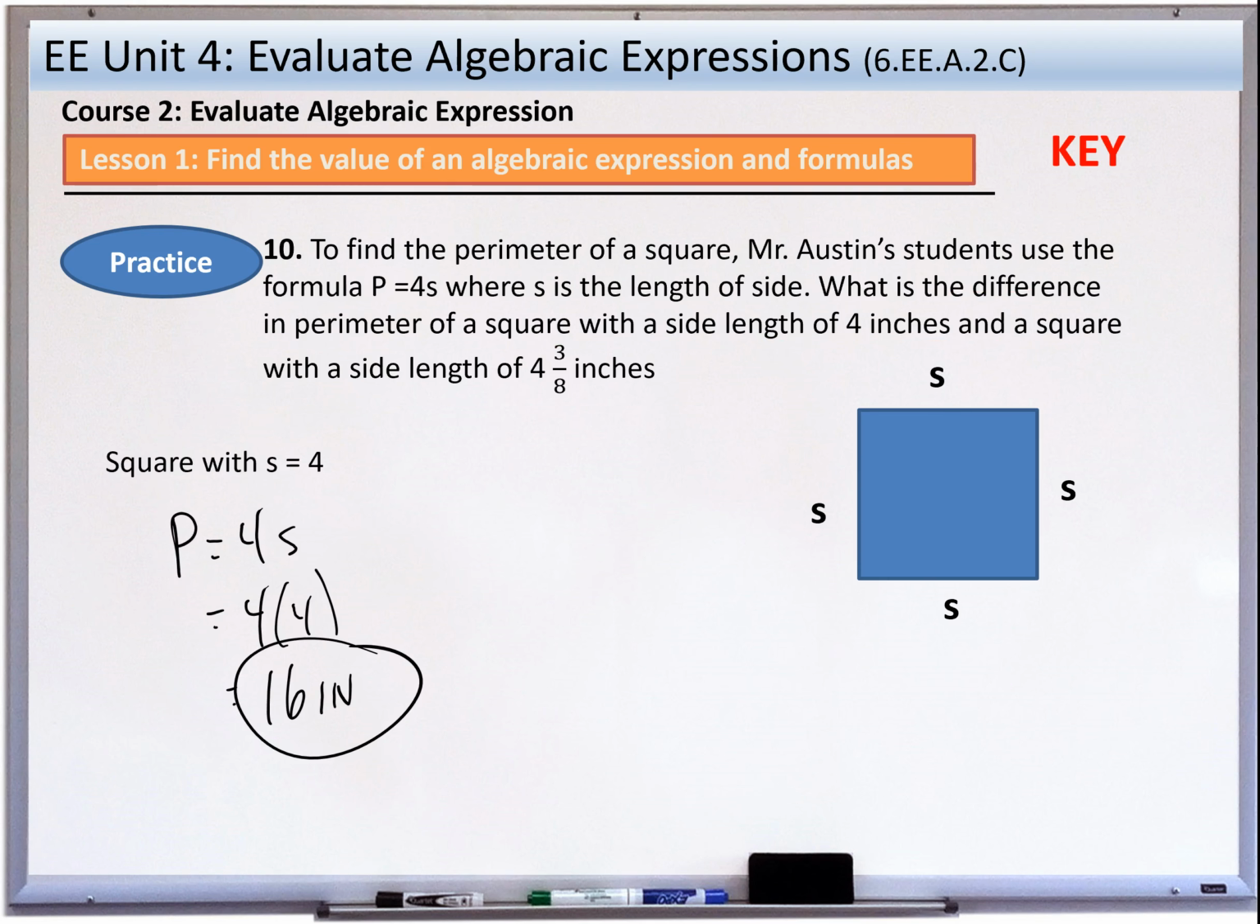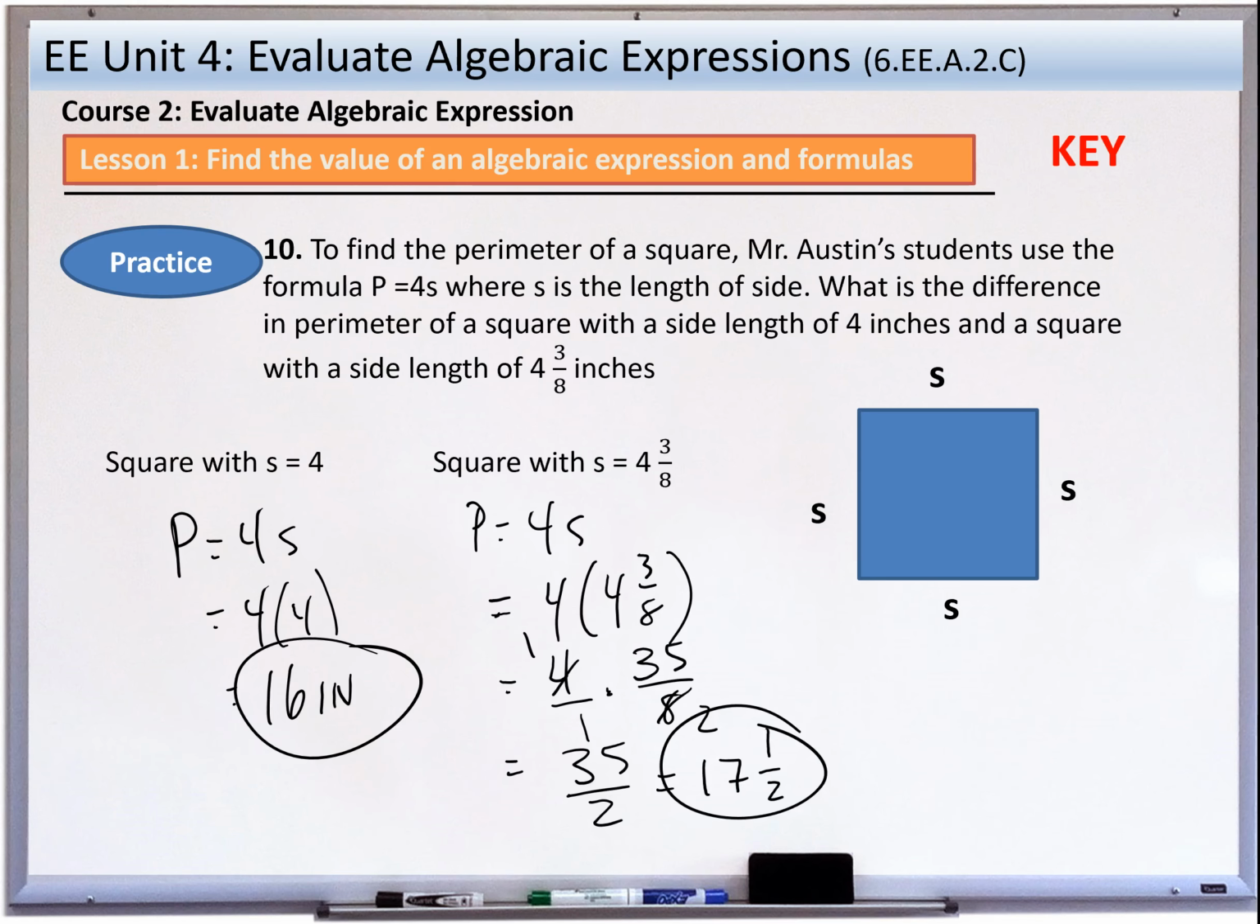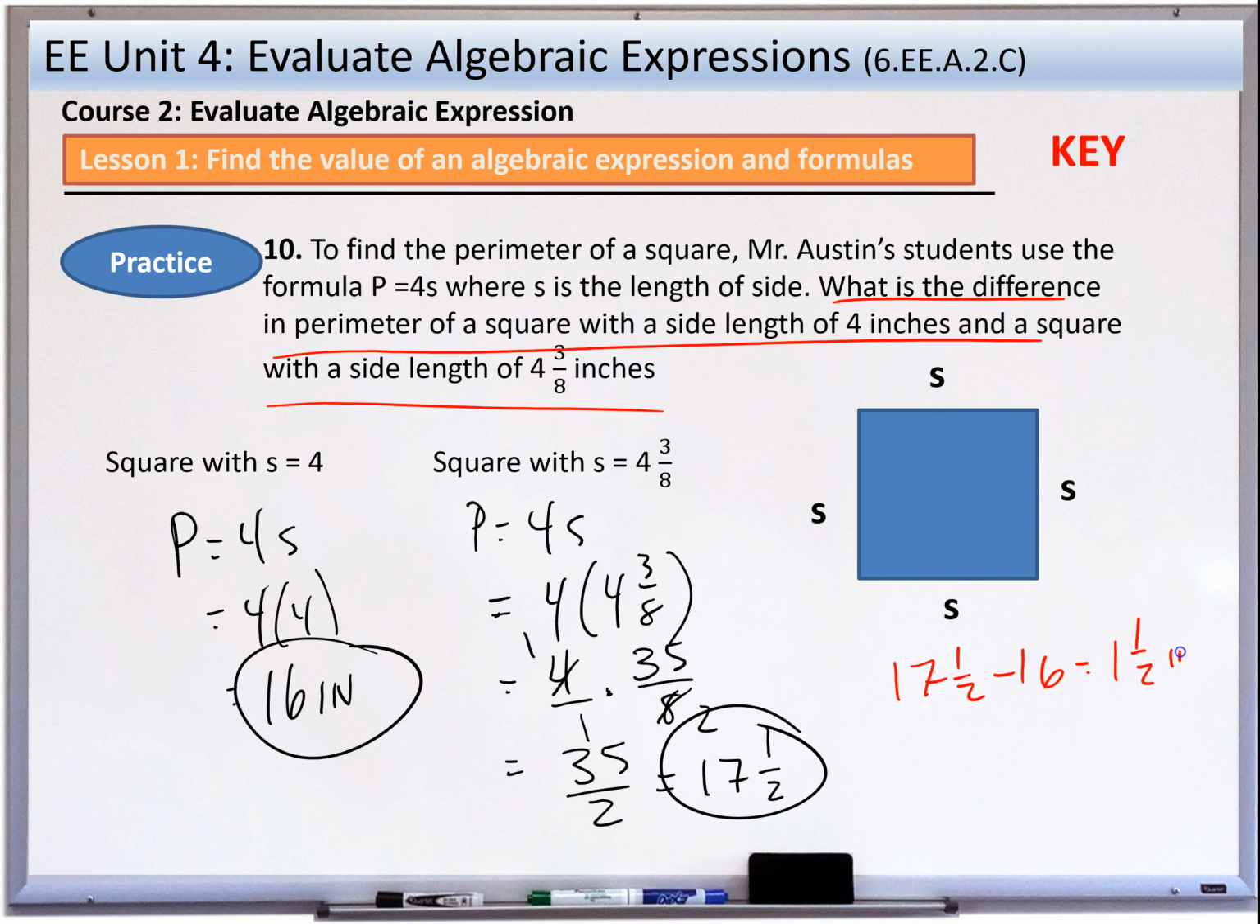All right, so here's the answer. So the first square, the side equals 4. So perimeter is 4 times 4, which would give us 16. The second one is 4 3/8. 4 times 4 3/8 gives us 17 and a half. And the question is a 1-part question. What's the difference? The difference would be 17 and a half minus 16, which would be 1 1/2 inches.